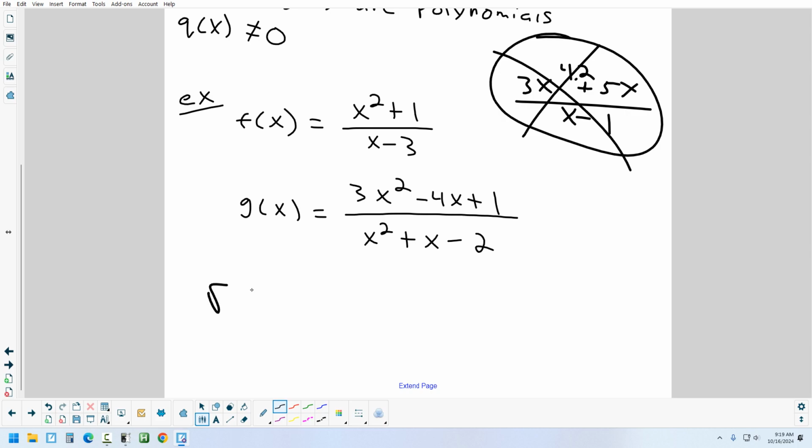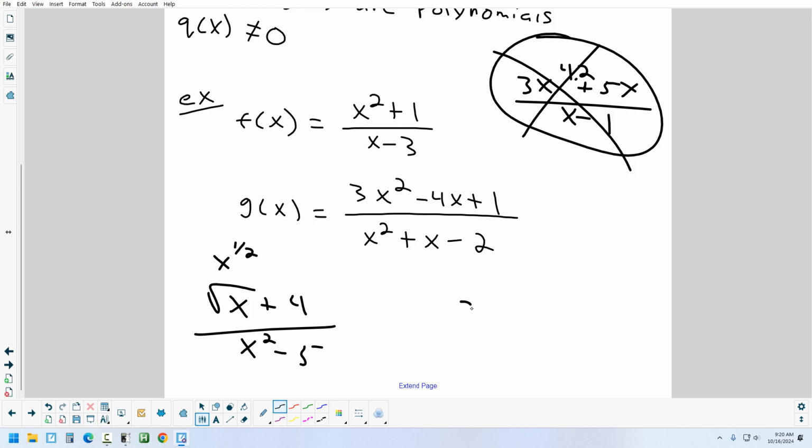How about this? Is that rational? No, because square root of x, if you remember from probably algebra 2, really means raised to the 1/2 power. So if you have a square root, that's like a decimal exponent. So nope, that's not a polynomial either.